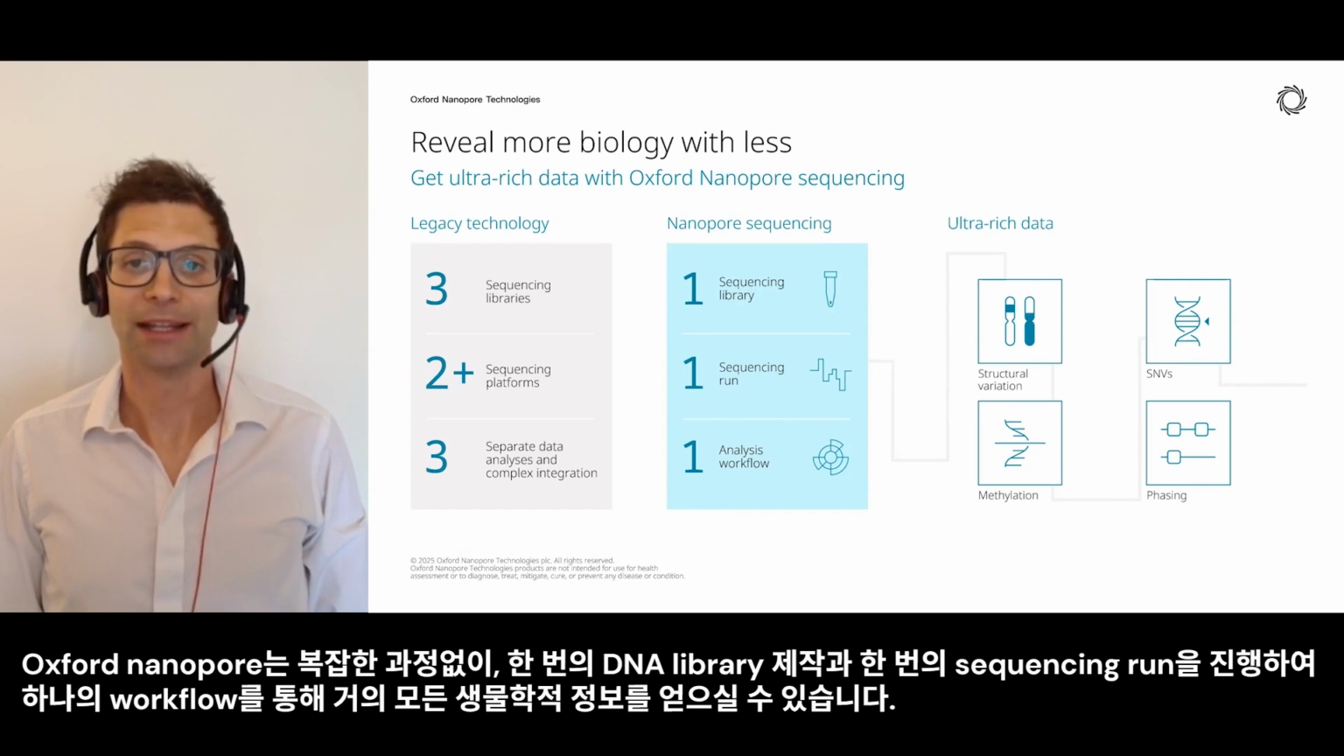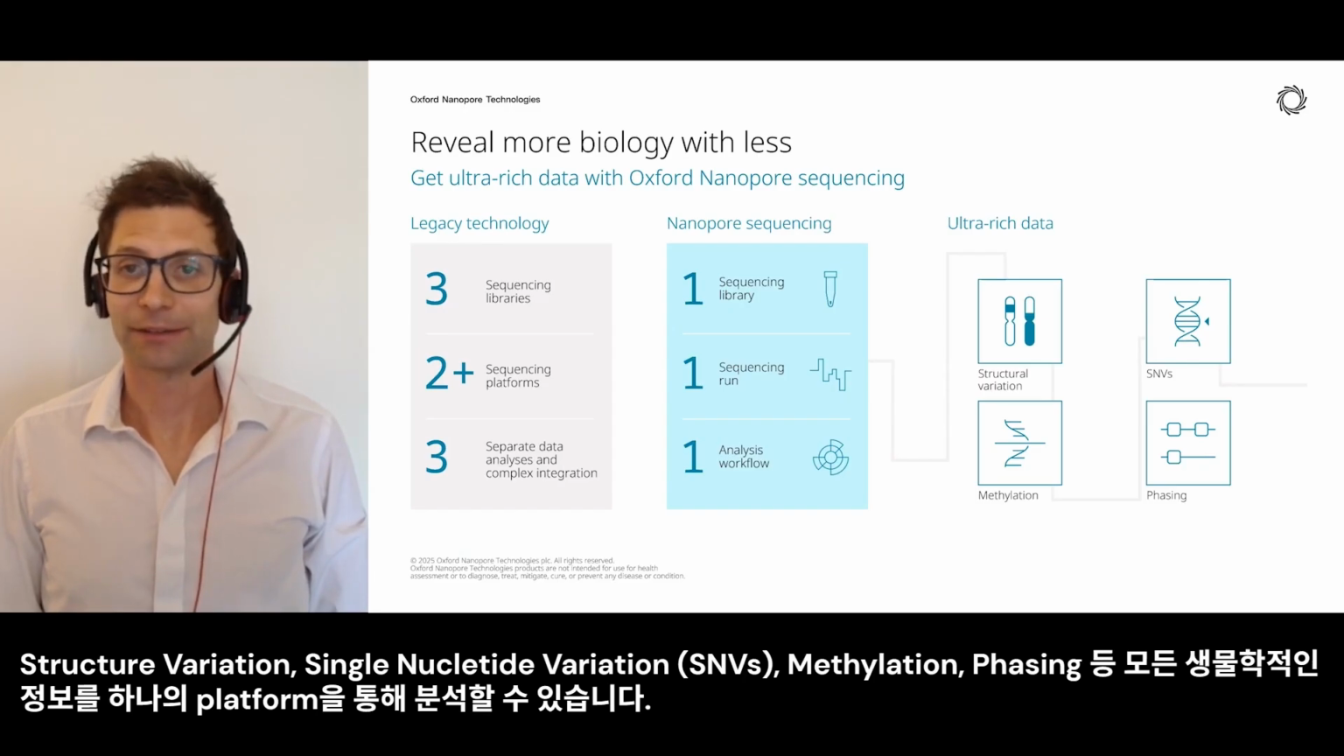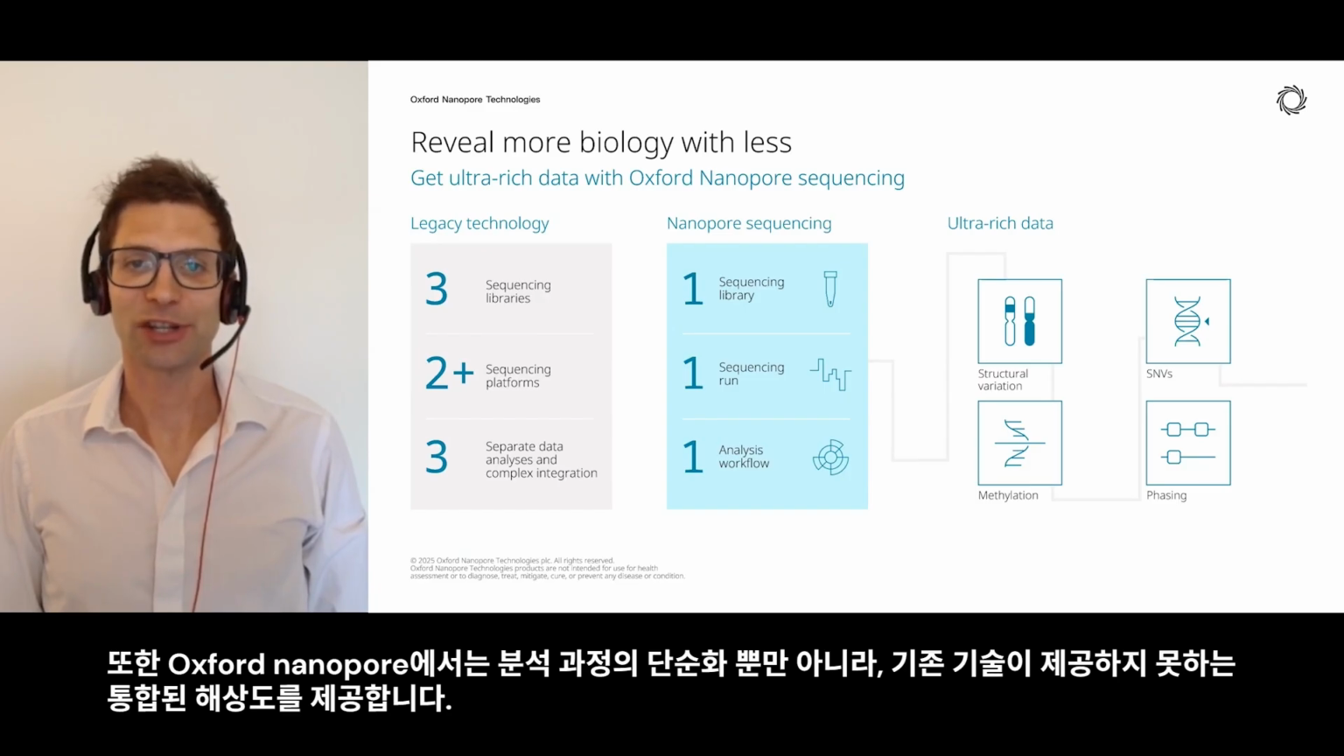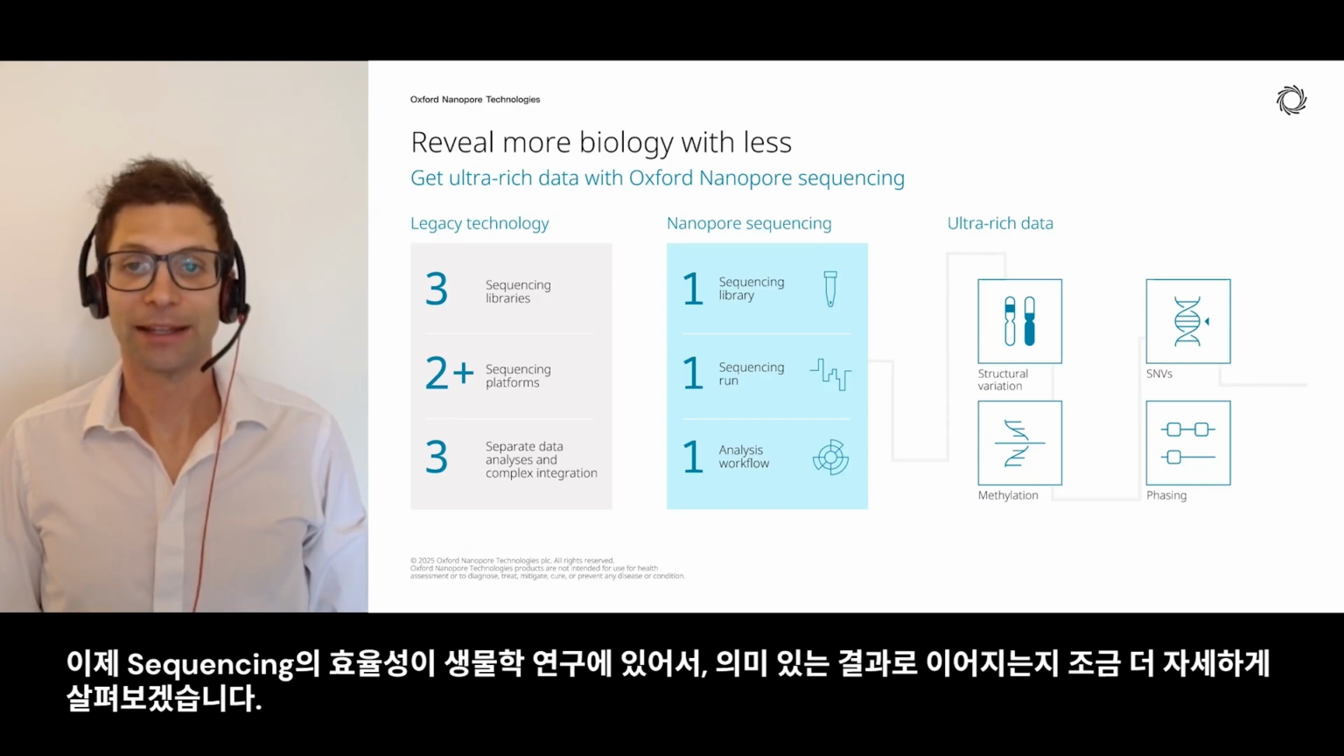Oxford Nanopore eliminates this complexity. With just one DNA sequencing library, one sequencing run, and a single streamlined analysis workflow, you can generate ultra-rich data. This includes everything from structural variation and single nucleotide variants to methylation and phasing, all in one platform. Oxford Nanopore sequencing isn't just simplifying workflows. It's actually unlocking a level of detail and integration that legacy technologies can't match. Let's take a closer look at how this efficiency translates into meaningful results for biological research.